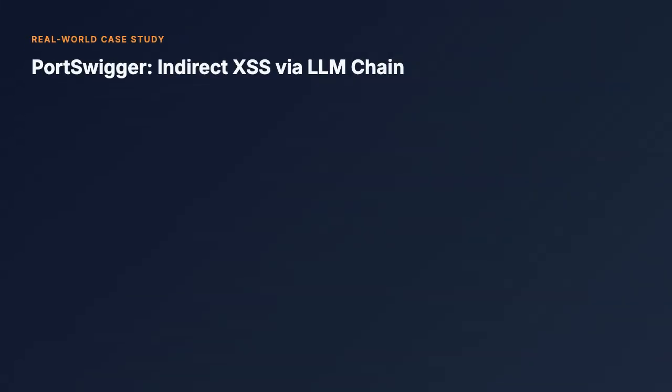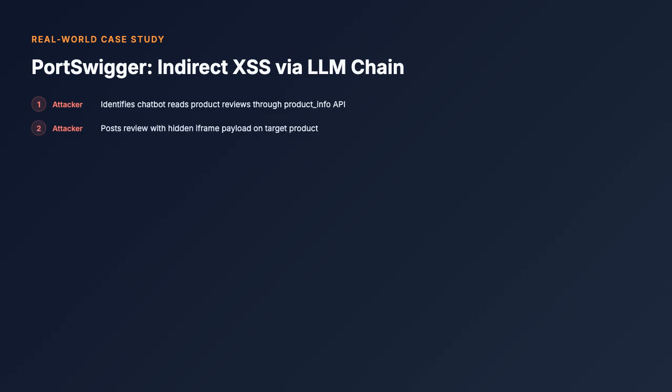Let's walk through a real-world case study from Portswigger's Web Security Academy showing how these attacks chain together. The attacker identifies that a chatbot reads product reviews through an API. They post a review containing a hidden iframe payload. The application stores it safely, HTML encoded, displaying as literal text on the product page.